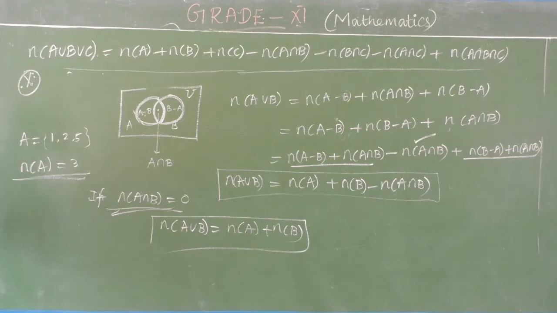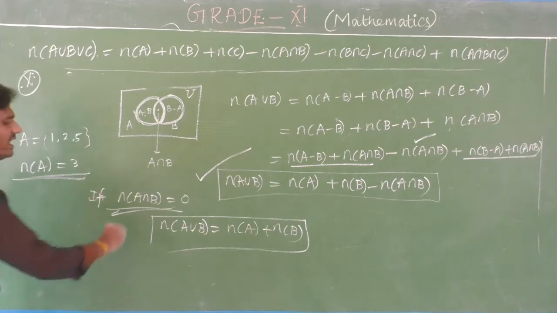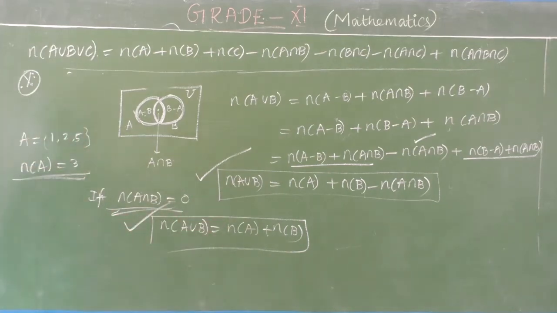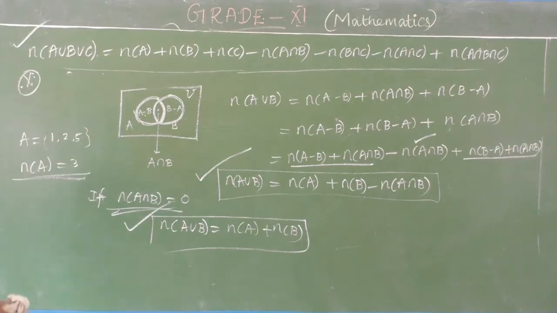So how many formulas have you studied now? n of a union b for the joint case, n of a union b for the disjoint case, and n of a union b union c for three sets. Have you got it? Yes. Now we have to move to the question sums.